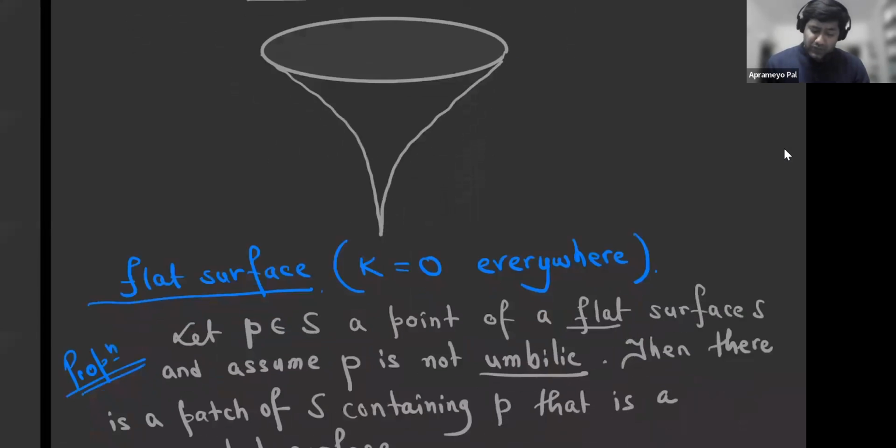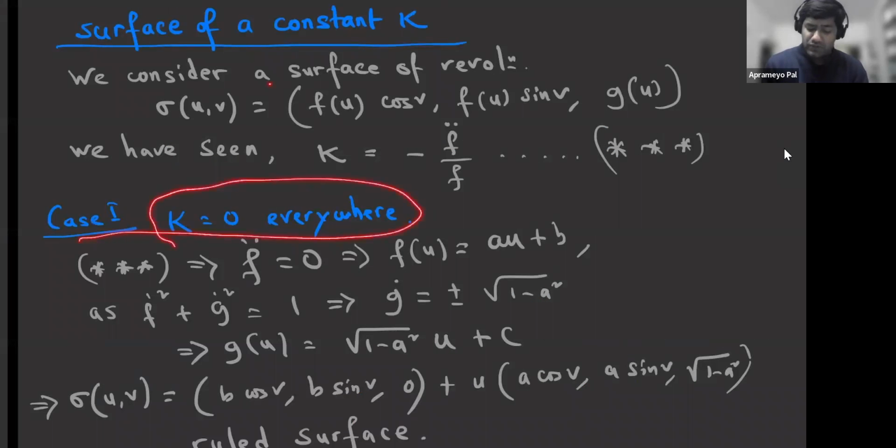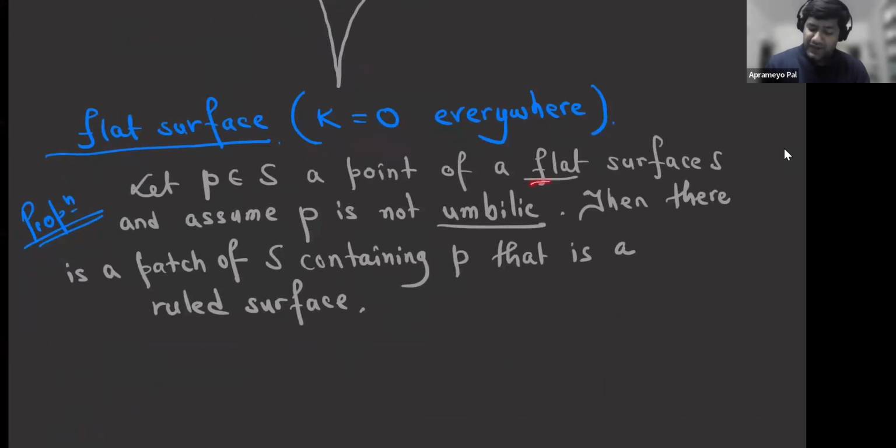And what we can actually show is that case 1 is not particular to the surface of revolution. It is true even more generally: if you consider a flat surface, which means the Gaussian curvature is 0 everywhere, and the point is not umbilic, then it's part of a surface patch which is a ruled surface. That finishes the nice classifications of this. Okay, I'll stop here. Please ask any questions, any comments, anything.